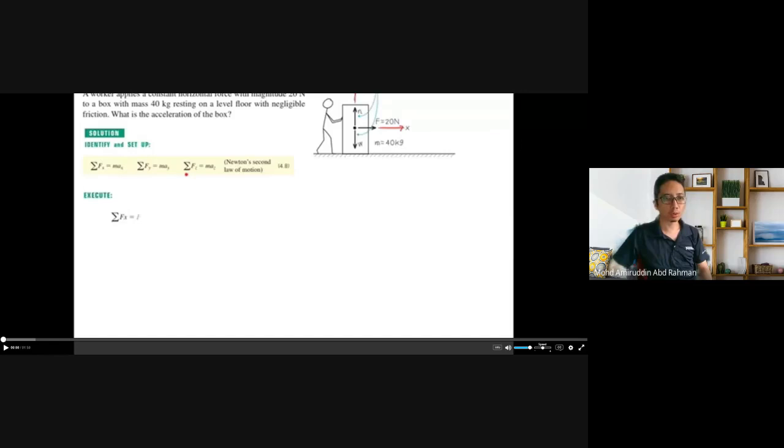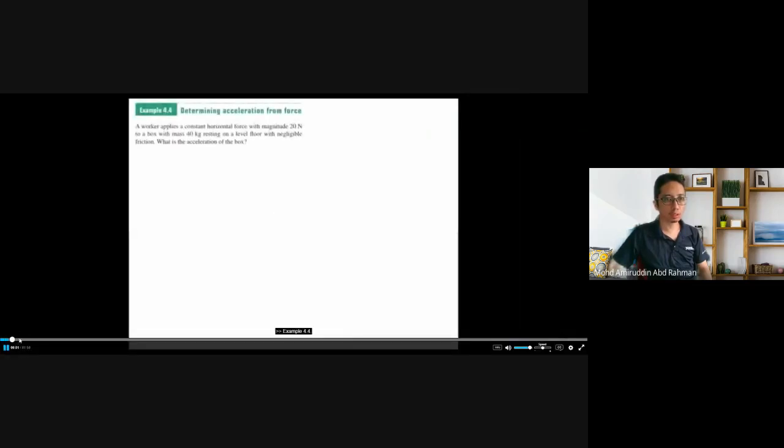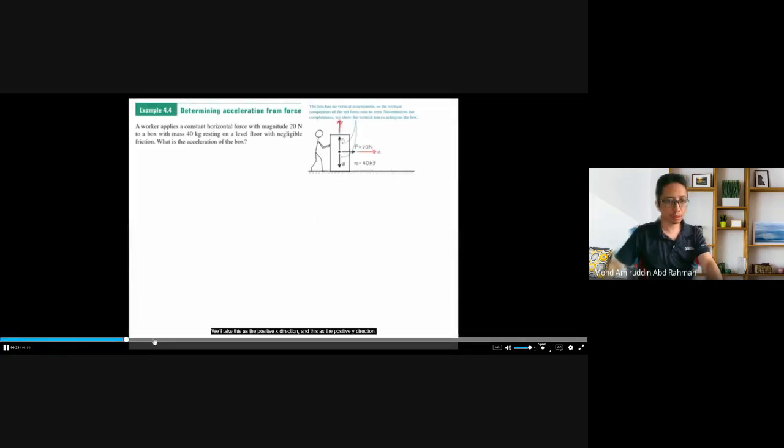Okay, so we have a problem here. Example 4.4. A worker applies a constant horizontal force with a magnitude of 20 newtons to a box with a mass of 40 kilograms, resting on a level floor with negligible friction. So we don't consider friction here. In the y direction, let's see, there are three forces. There's the applied force, and the weight of the box down.